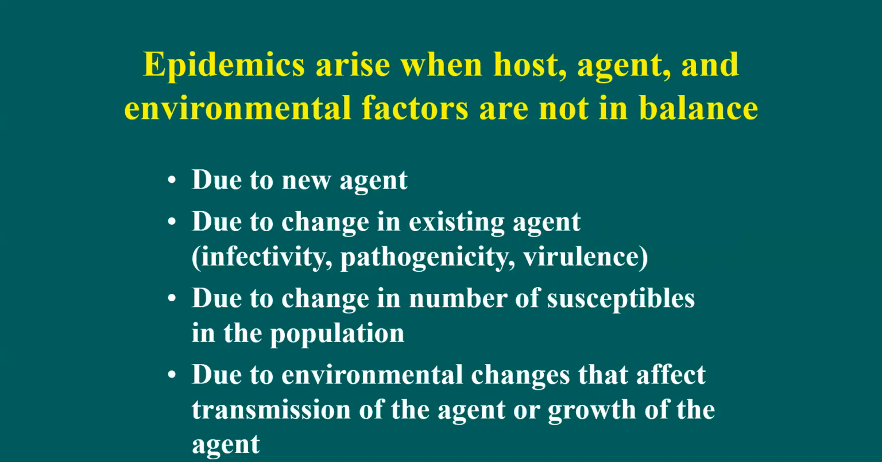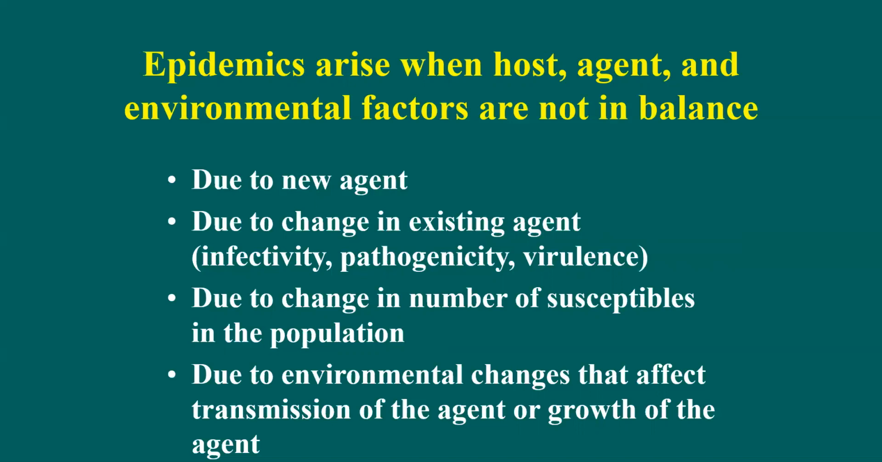Epidemics can also occur due to change in existing agents. How can this thing change? It can change in terms of infectivity, pathogenicity, or virulence. Usually these changes occur by mutations, and you form a new organism. And because of the change of this new organism, what happens? You then have epidemics occurring.